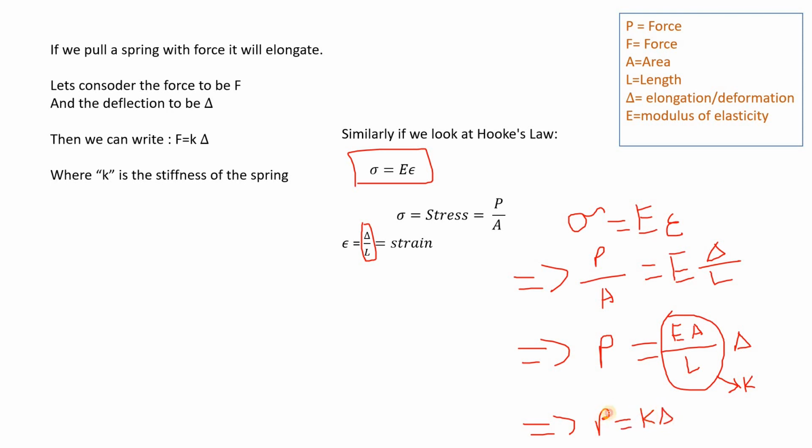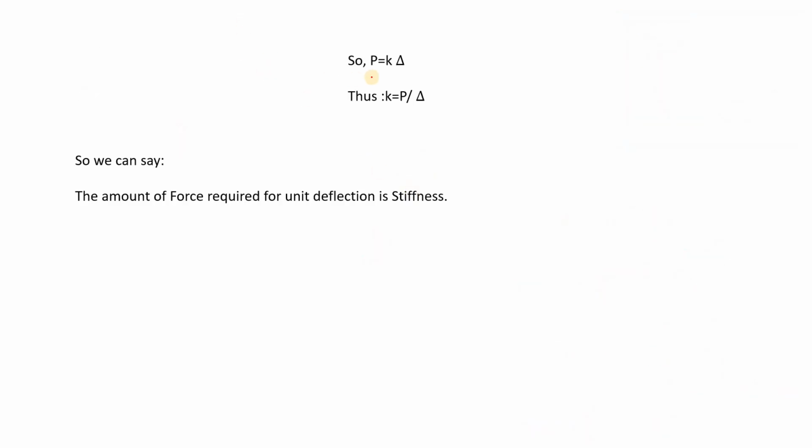Right over here we're denoting force with P, and previously we denoted force with F. So F and P both are force. Okay, moving on. We have derived that P is equal to K delta, where K is the stiffness.